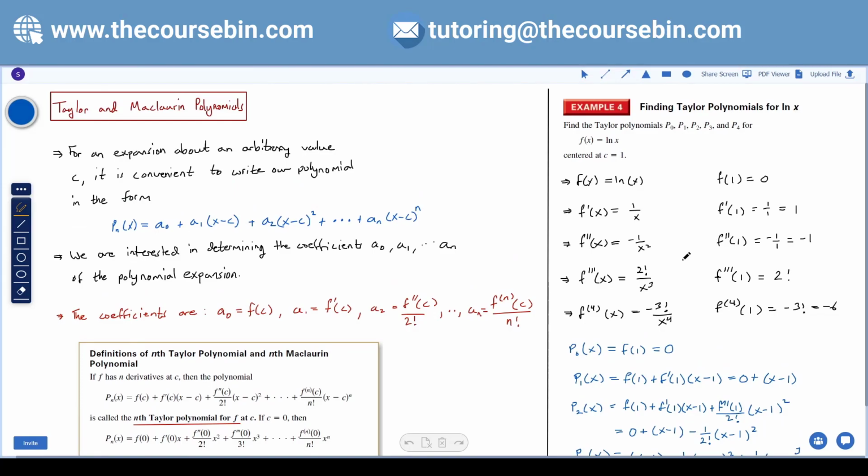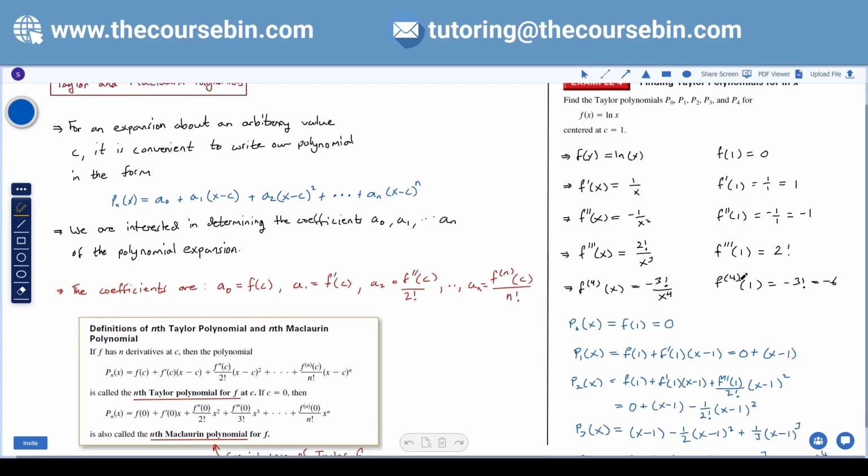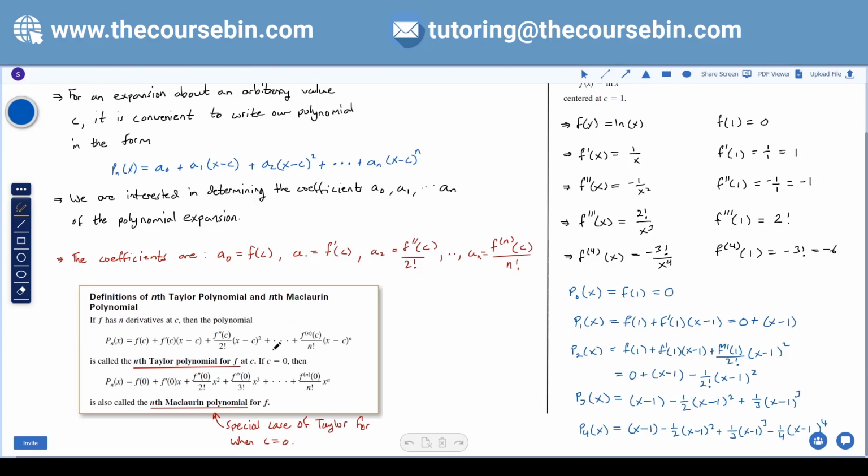Right, so you want to first write out all the derivatives you need for your f of x, right? Then you want to evaluate them at whatever center you have, right? So in this case, we were centered at c equals 1. So you need to evaluate all your derivatives when c is equal to 1. Once you have that, it's just a matter of plugging it into the formula, and that's it. Right? So for P4, we did the 4th degree polynomial, and we summed all the terms until we reached a power of 4.